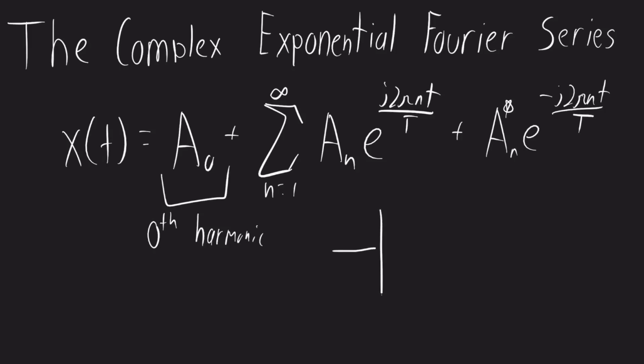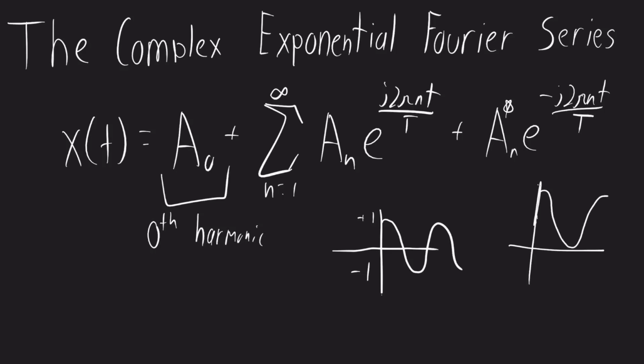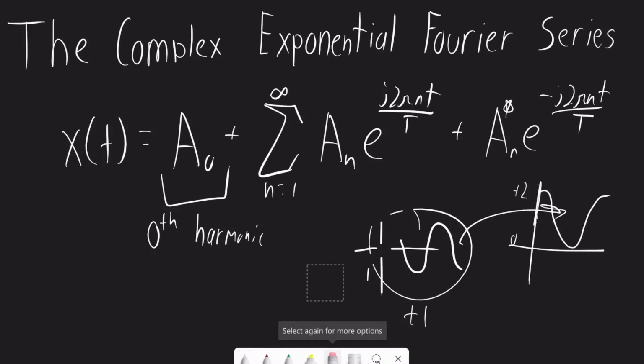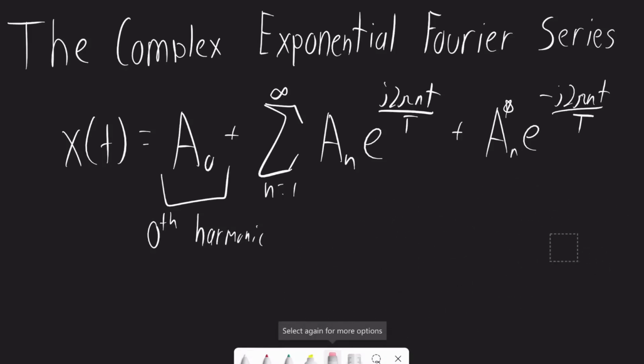So let's say, for example, we had a cosine that goes from positive 1 to negative 1. This would have a 0 vertical shift. But if we had a cosine that went from, let's say, positive 2 to 0, well, we could take this initial cosine, give it a vertical shift of positive 1, and we'd end up with this one. So A naught is just going to be the vertical shift of the initial signal, x of t.